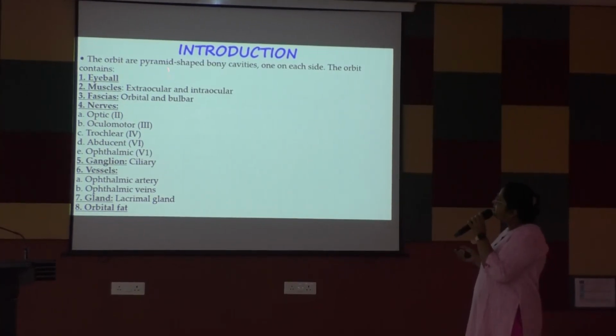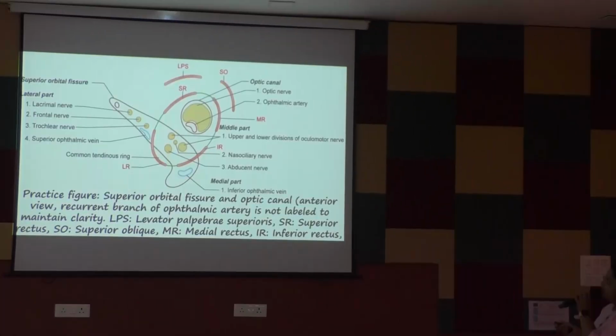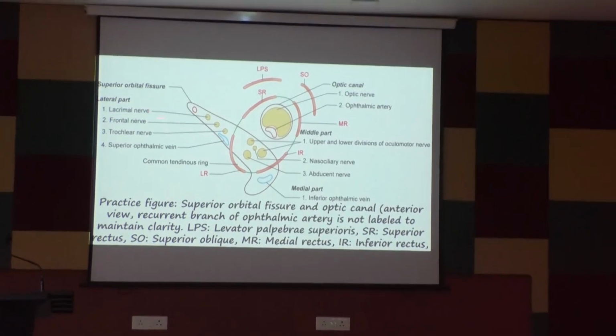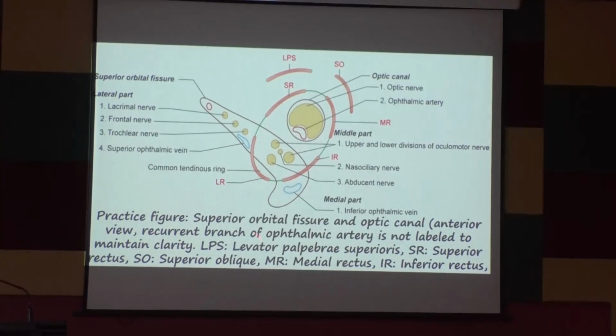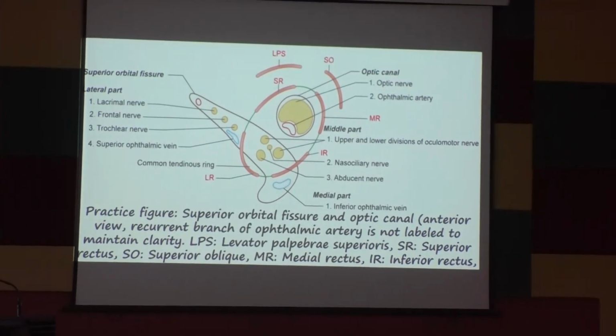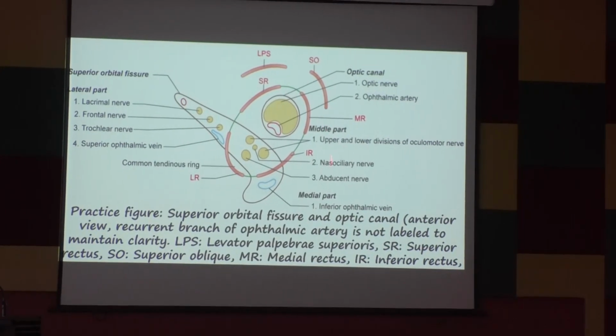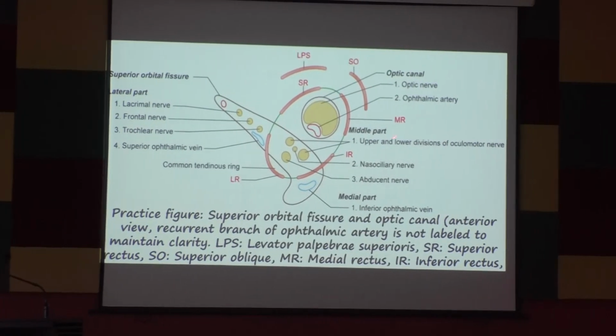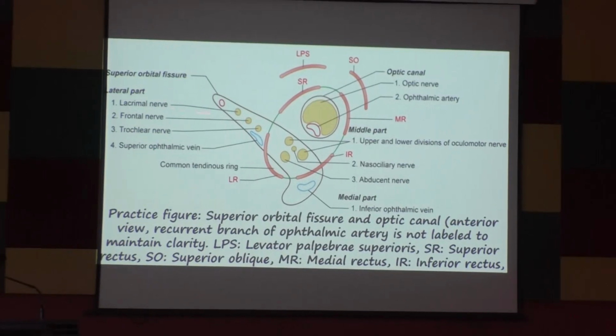So all these are contents of the orbit. See here, this is the superior orbital fissure. You have to know which structures pass through this fissure. And this is the optic canal. Through the optic canal pass the optic nerve and the ophthalmic artery.